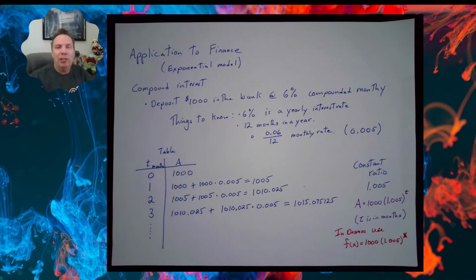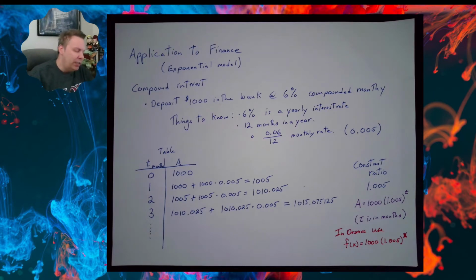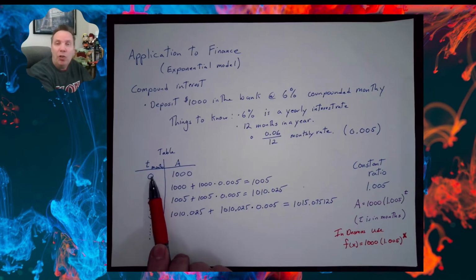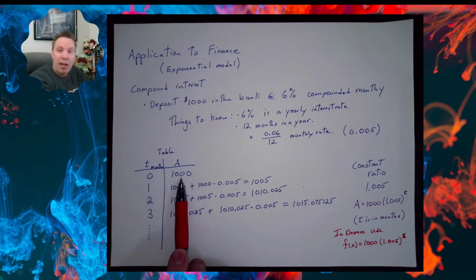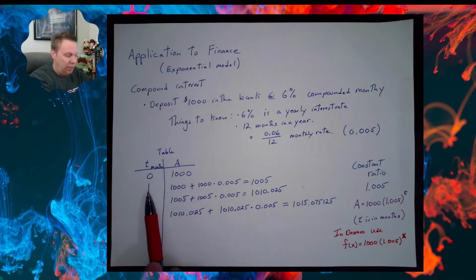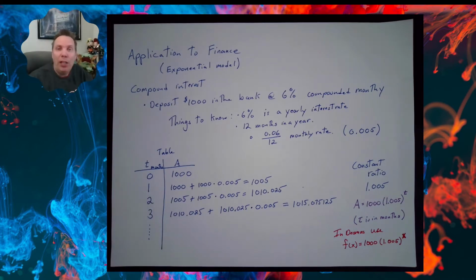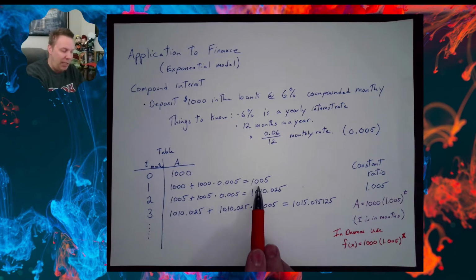Now what does the word compound mean? It means I get interest on interest. So I created a little table here. My initial deposit, I will call that month 0, and I deposited $1,000. At the start of month 1, I will have gained 0.005 interest, in other words, $5. So my total amount at the beginning of month 1 is $1,005.